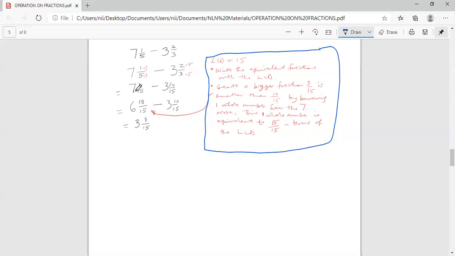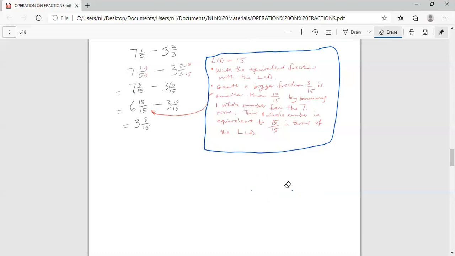So let's learn how to borrow from the whole number to create a bigger fraction. All right, so I'm going to borrow 1 from the 7. What if I borrow one whole number from the 7? The one whole number that I borrowed is equivalent to taking 15 out of 15 parts. If I take all the 15 parts, it's still one whole number. So 15 out of 15 is 1.